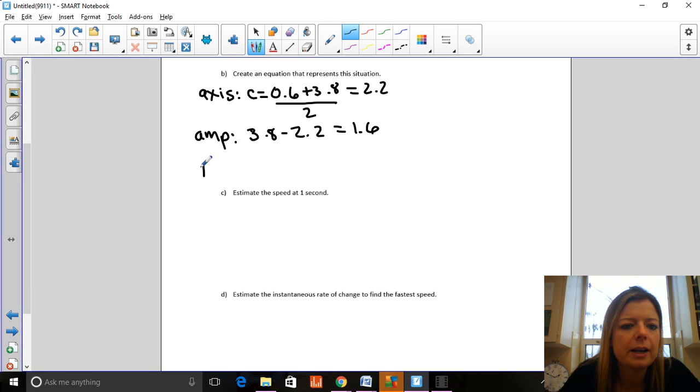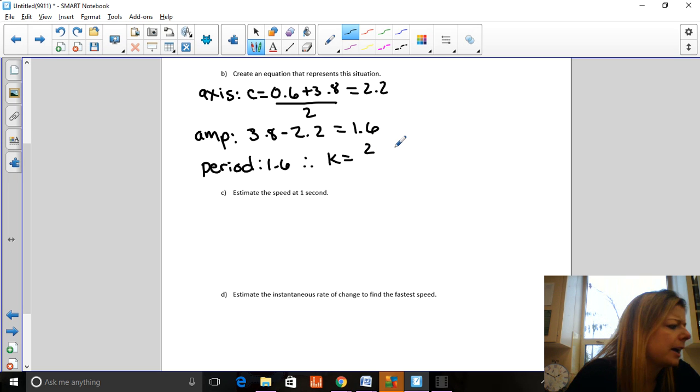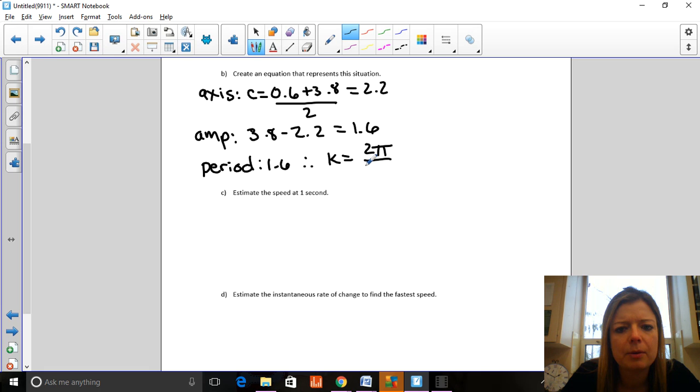Okay, your period, if you take a look, like I said, is 1.6 seconds. So therefore, your K value is going to be equal to 2 pi divided by 1.6, which if you put in your fraction button, you'll see it's 5 pi over 4.